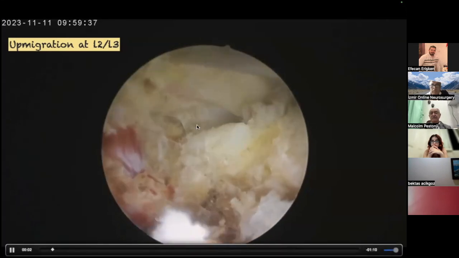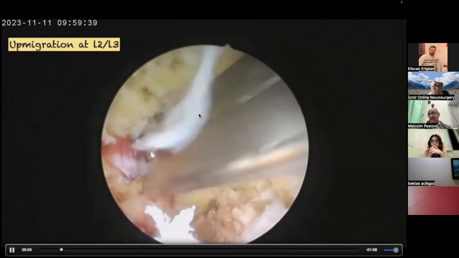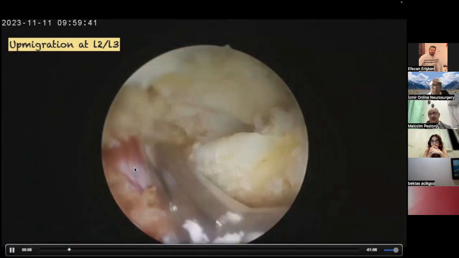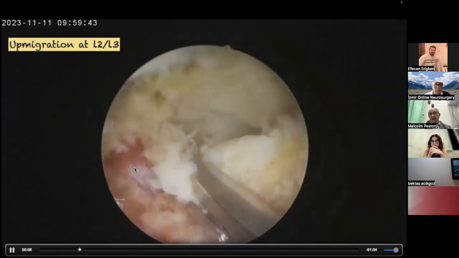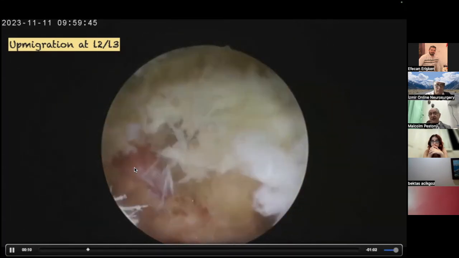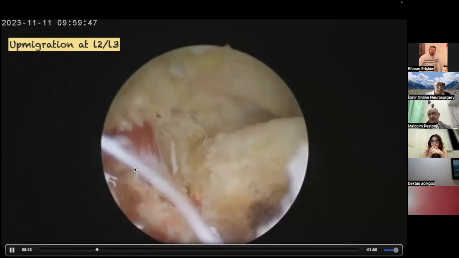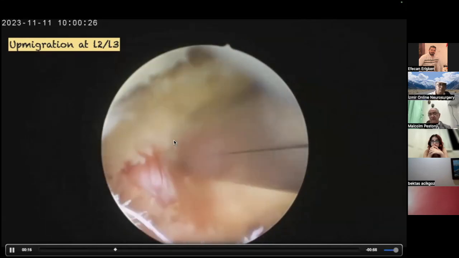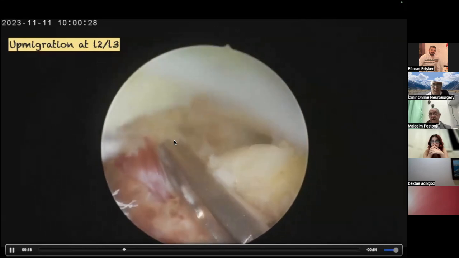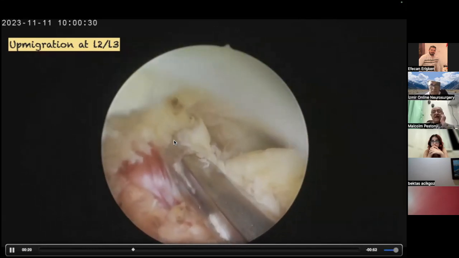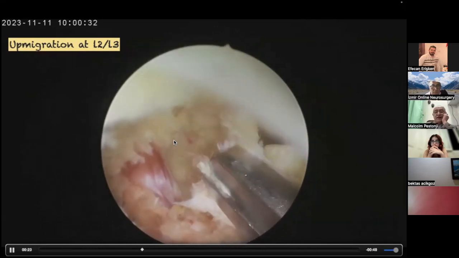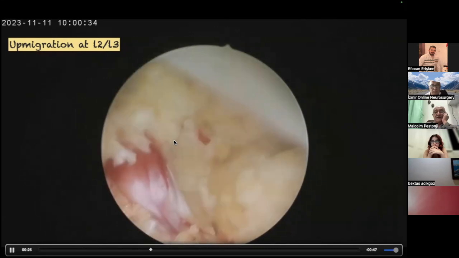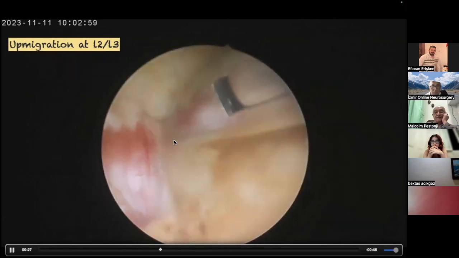You can't really see the traversing root. You can see only the exiting root. But I'm going from below the axilla, and out comes the up-migrated fragment. This is the disc over here. We will be seeing that also shortly. But you can see how nicely and beautifully we can remove the multiple fragments that have herniated upwards.